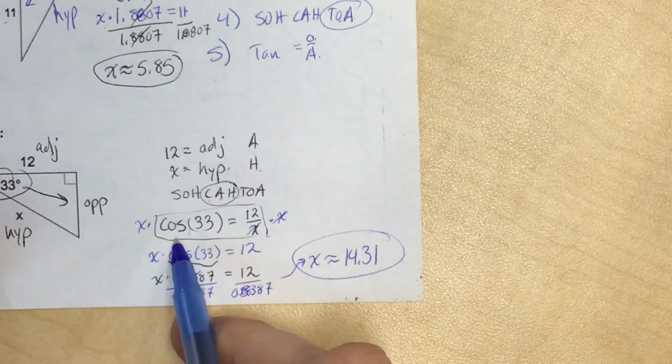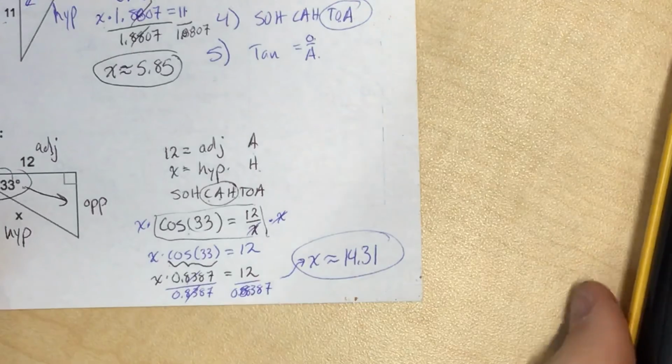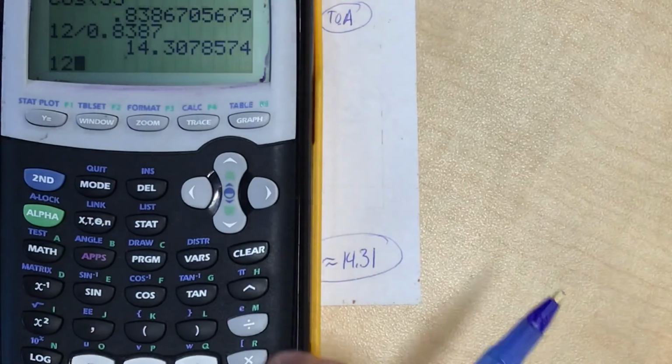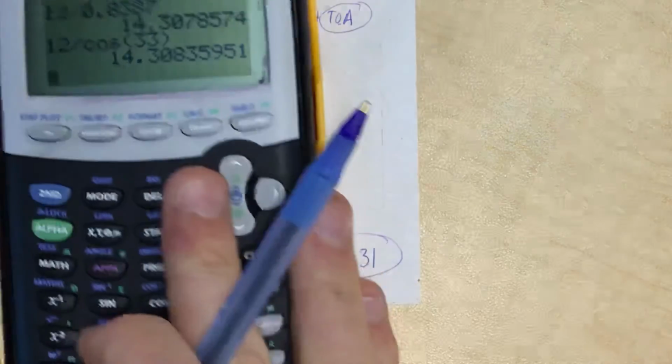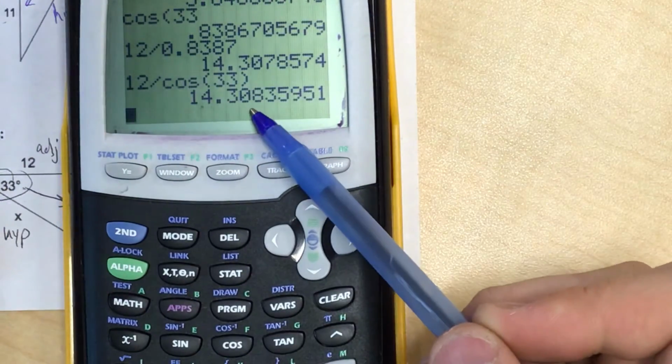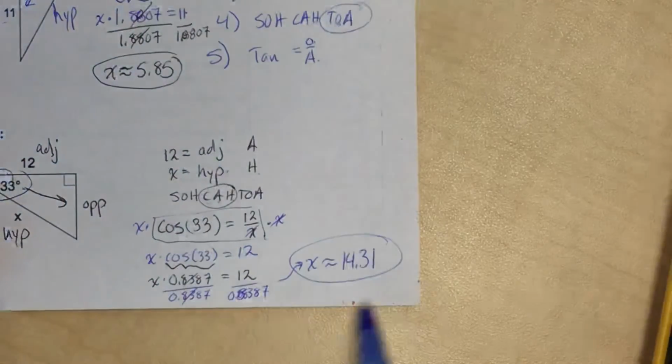Again, you could have just taken 12 right here and divided it by the cosine of 33. So if I take 12 and divide it by the cosine of 33, I should also get 14.31, which is exactly what we got earlier. Okay, so that's your answer.